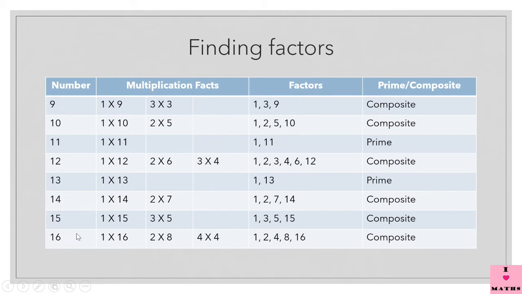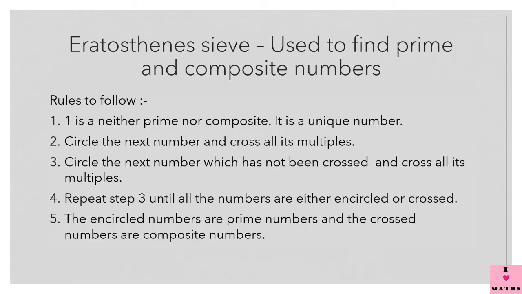Now, the problem is to find out which number is prime and which number is composite. So there was a gentleman who was a Greek person. His name was Eratosthenes. He found out a way to find prime and composite numbers. And the method which he found out, he named it as Eratosthenes Sieve.